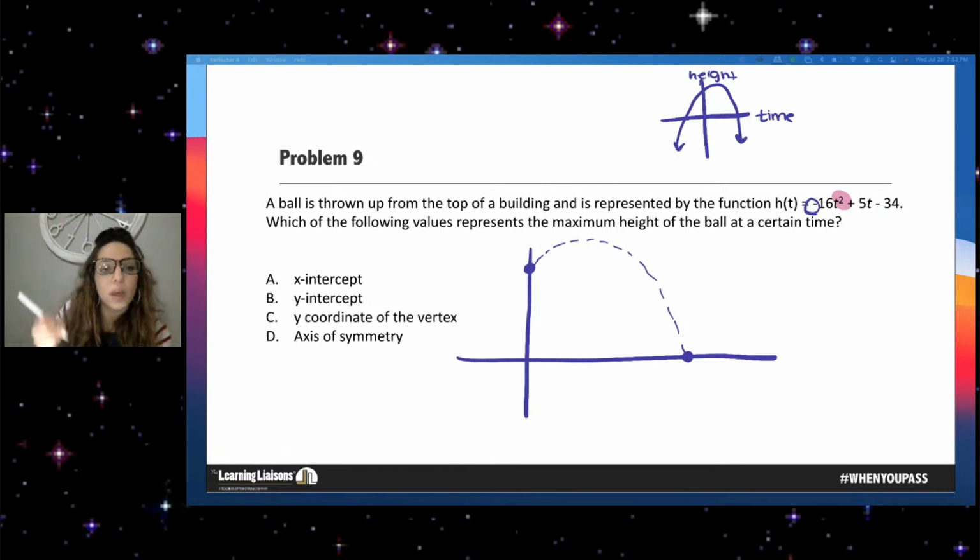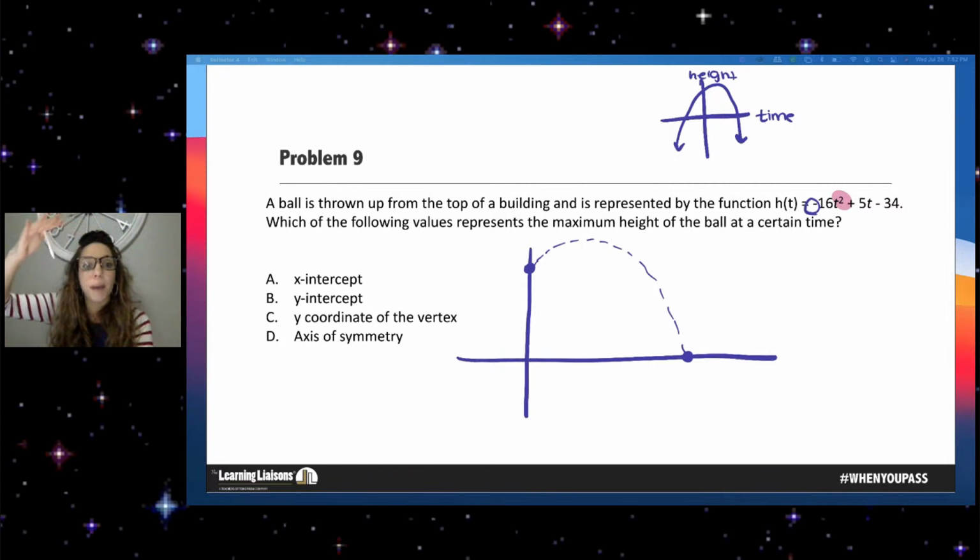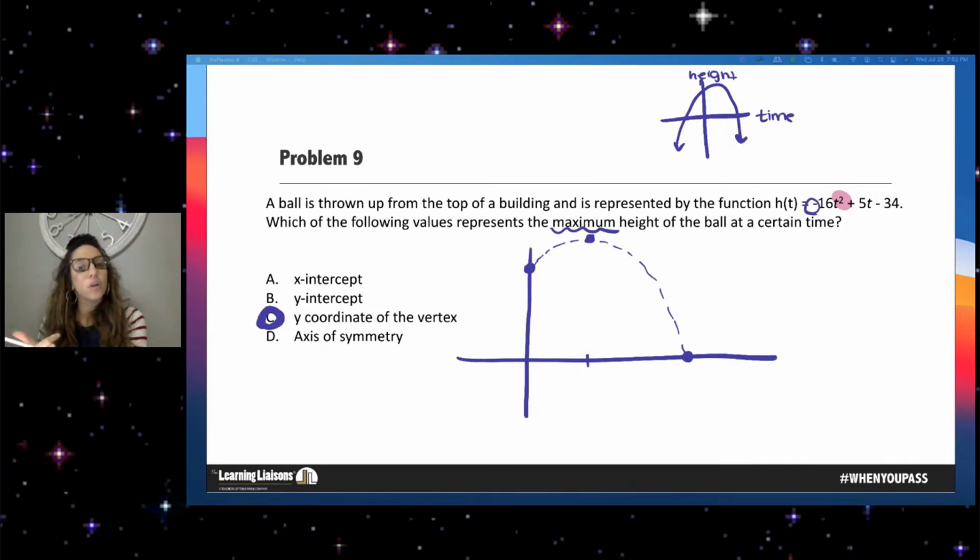It's asking us which value represents the maximum height. Well, the maximum height is right here. Maximum should immediately cue you in to vertex. And the only answer choice here that includes vertex is C. Now, if they said the x-coordinate of the vertex or the y-coordinate of the vertex, that would be tricky. The x-coordinate of the vertex would give us the time of the maximum height. The y-coordinate actually gives us the height. The axis of symmetry is actually the x value.